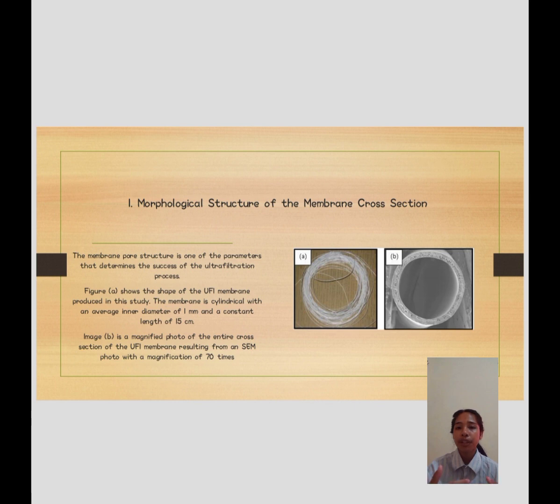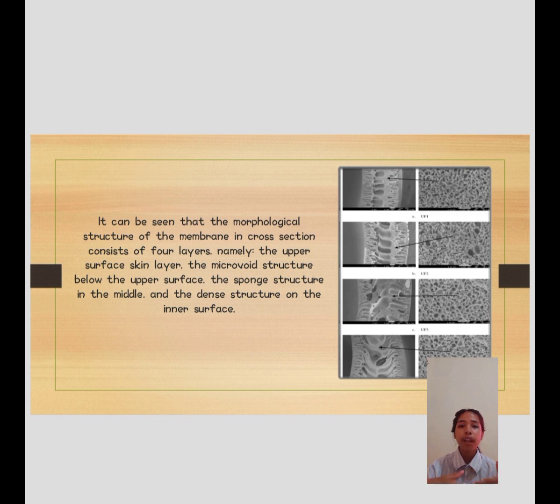I used a measuring probe on the actual cross section of the UF-1 membrane resulting from scanning electron microscopy with a magnification of 70 times. It can be seen that the morphological structure of the membrane cross section consists of 4 layers. Membrane, the upper surface skin layer, the microvoid structure below the upper surface, the sponge structure in the middle, and the dense structure of the inner surface.